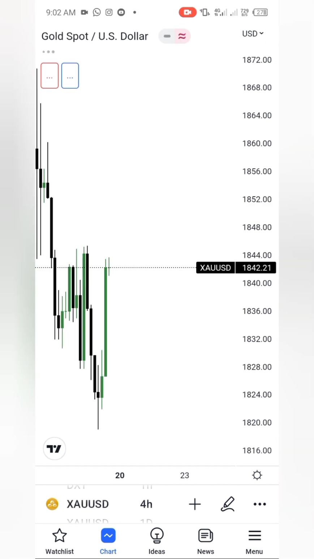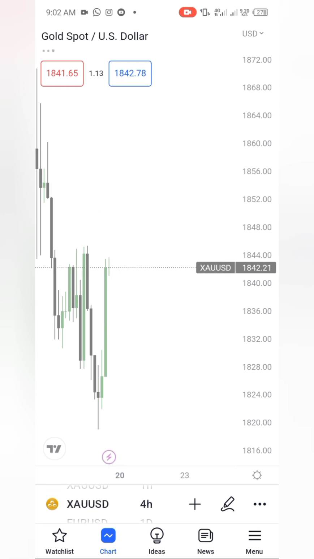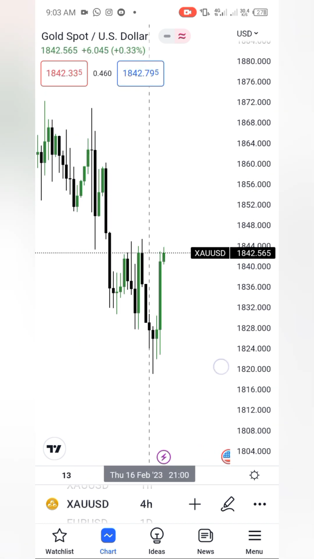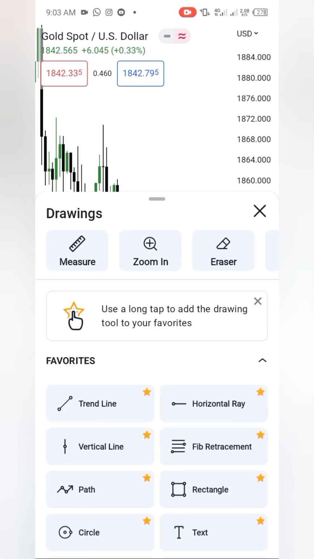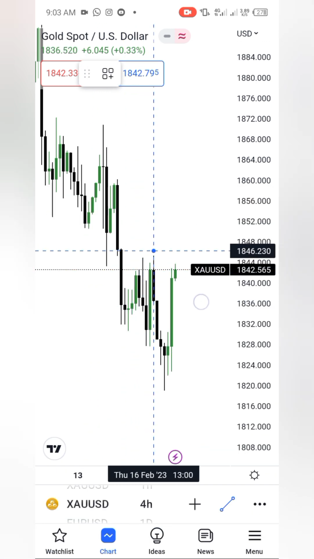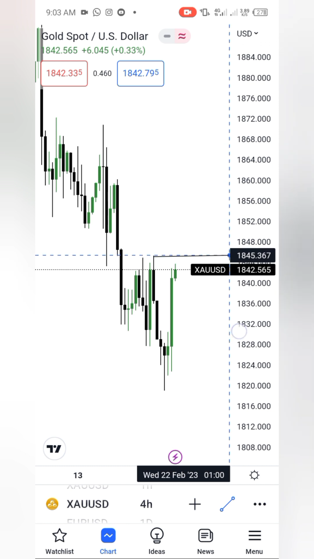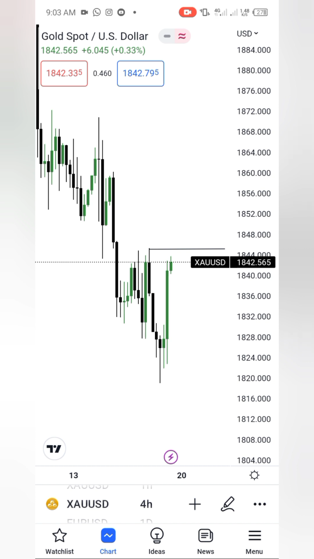Let's check gold, the almighty gold. Looking at gold, I'm telling you, gold is going to break here. Gold must surely break here. Gold, I know, will not react, yes, and start selling.